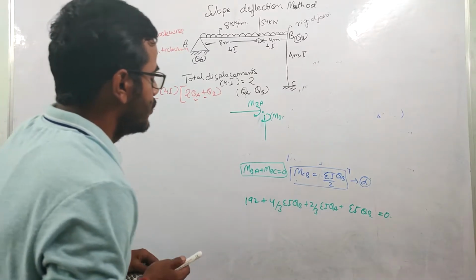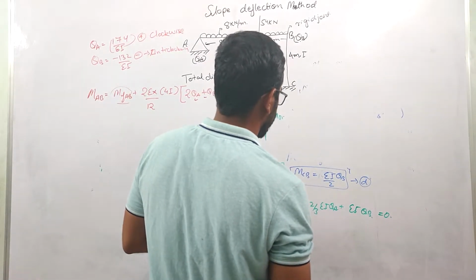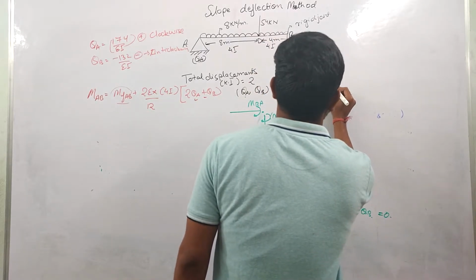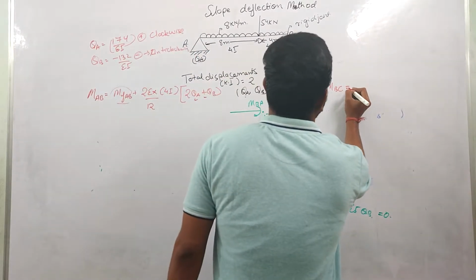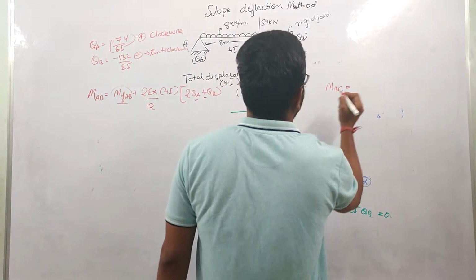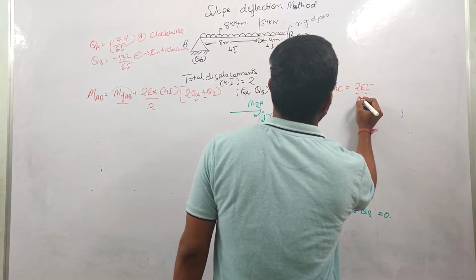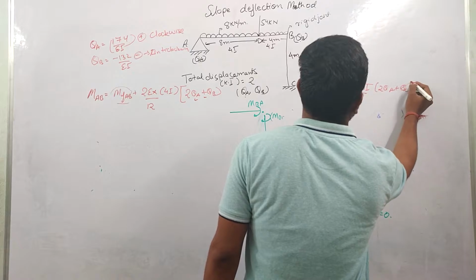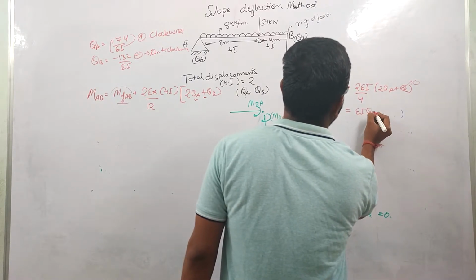Now you can see that MBC, I wrote that thing, MBC equals 2EI over 4 times twice theta A plus theta C. So this value is 0 basically. So this is EI theta B.